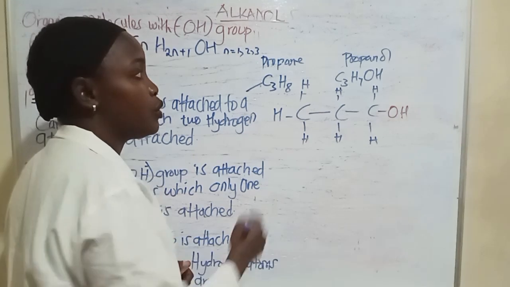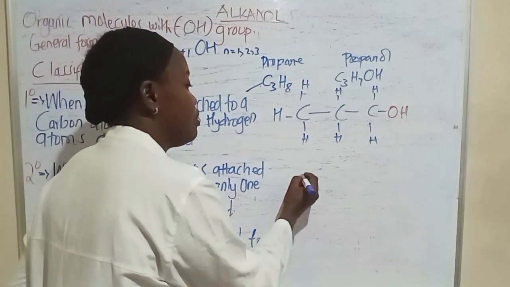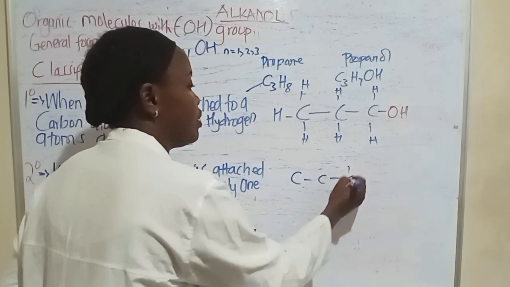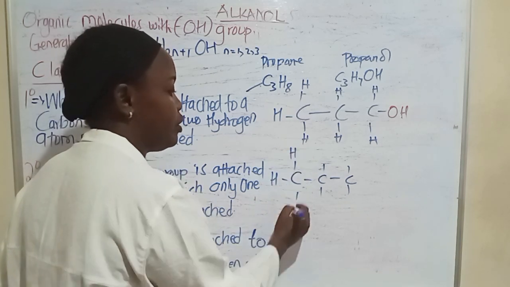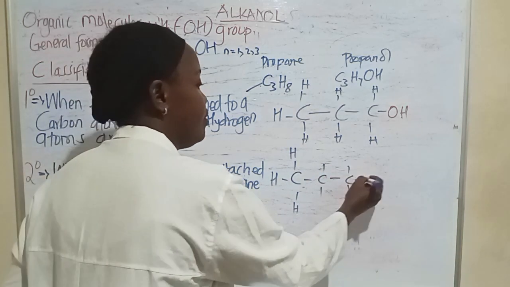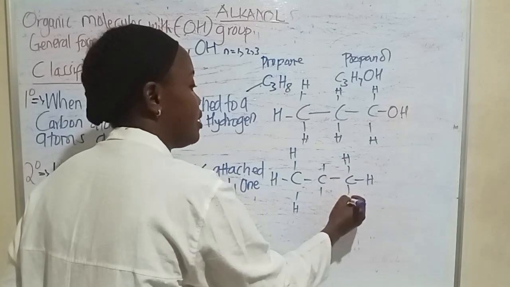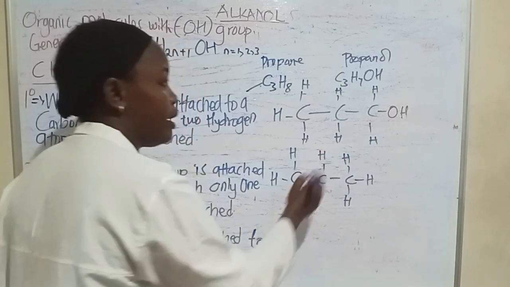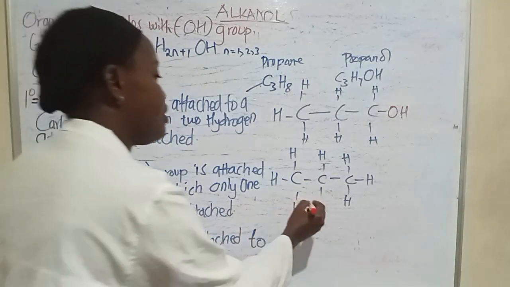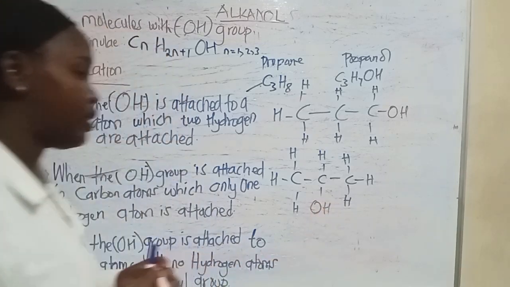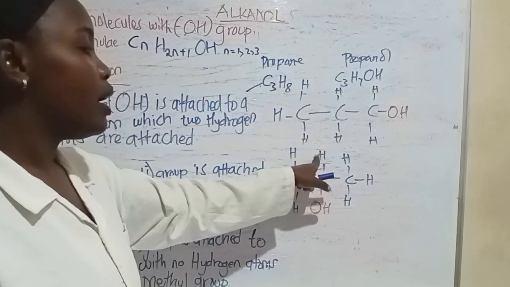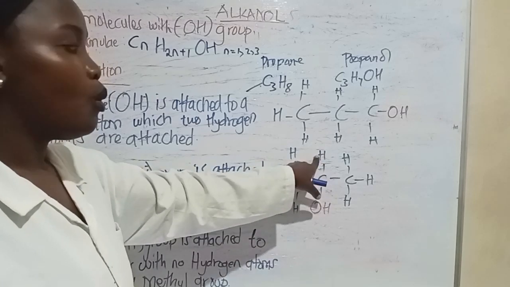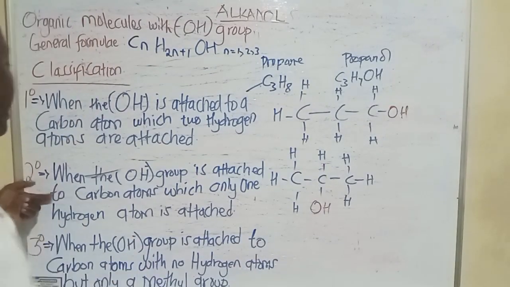We are still going to use propanol for our example. So we have the hydrogen there, hydrogen, hydrogen. We have that one there, that one there, and that one there. And then we have our hydrogen there, and we are going to have our hydroxyl group there. As you can see, we have the hydroxyl group attached to a carbon atom which is again attached to 1 hydrogen atom. So that is our secondary alkanol.